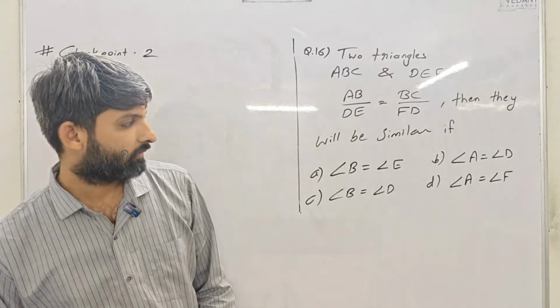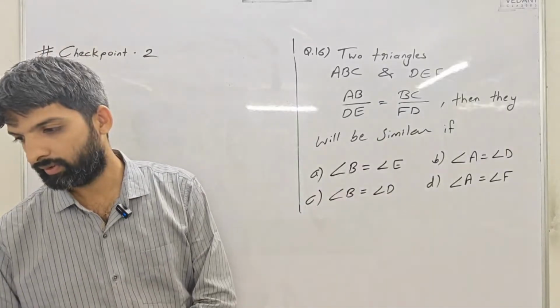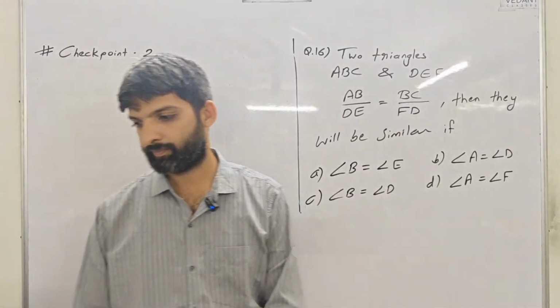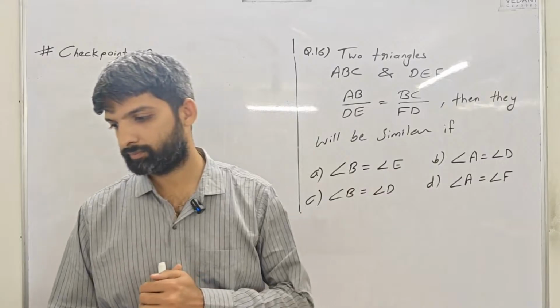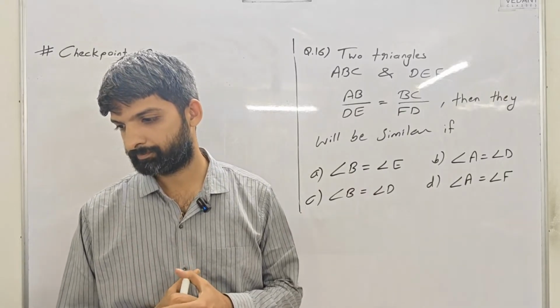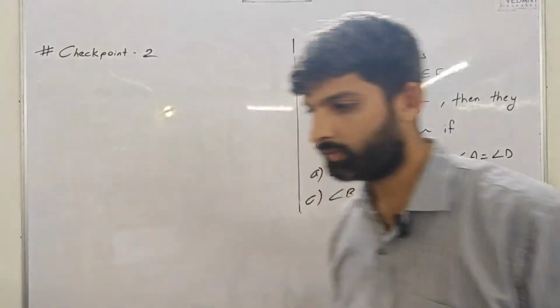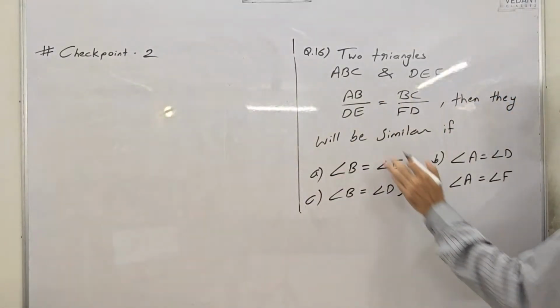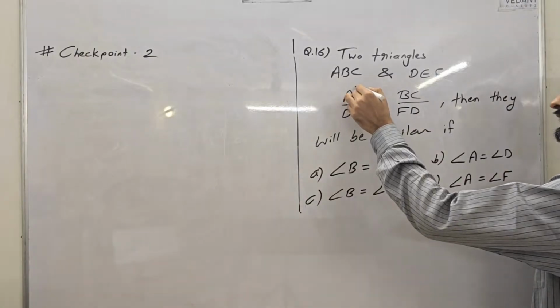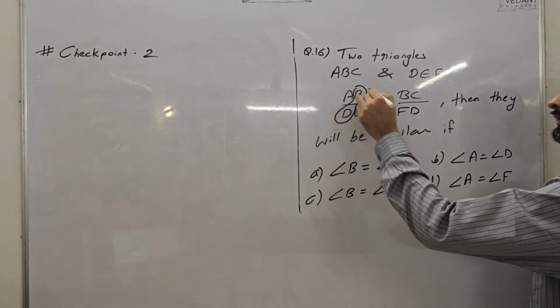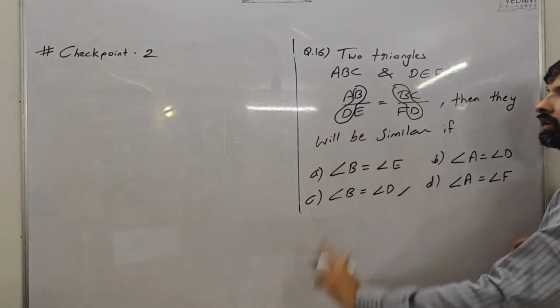A equal to D, which is the correct answer? Correct answer is option C. Here you can see which alphabet is mutual in both. That angle will be similar.